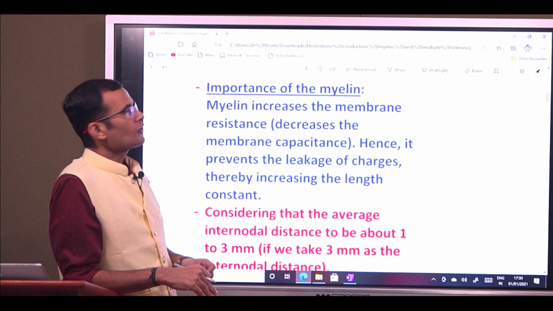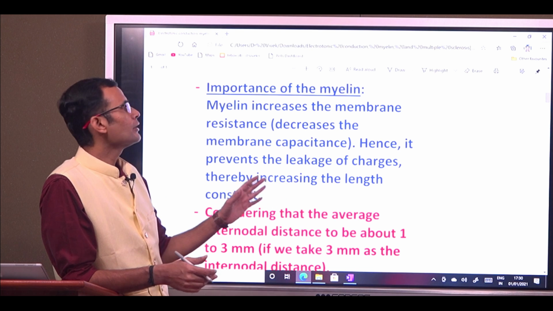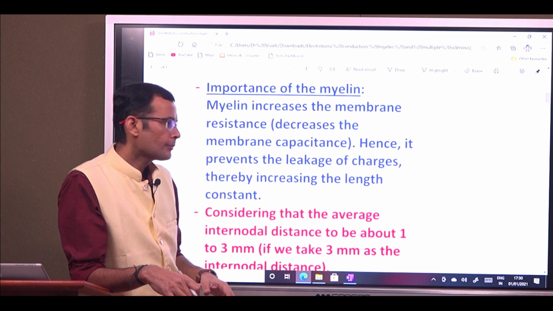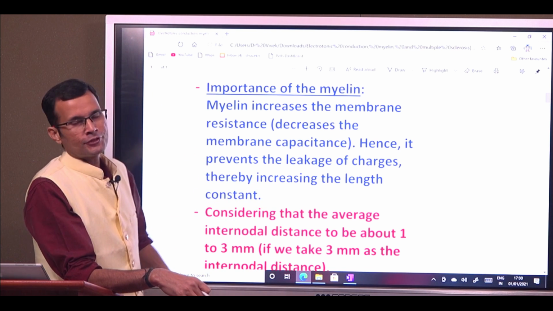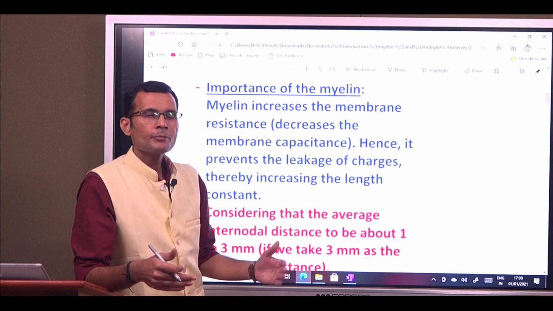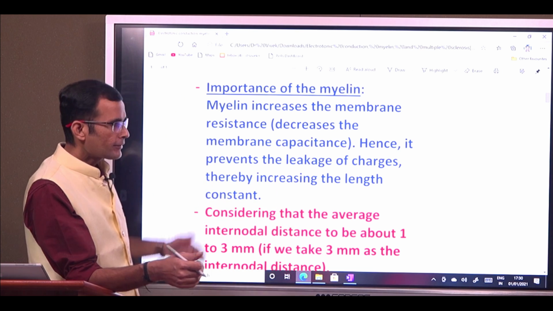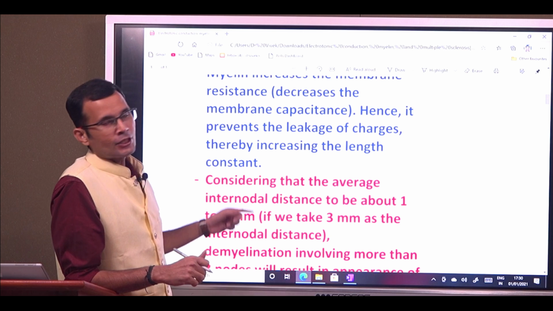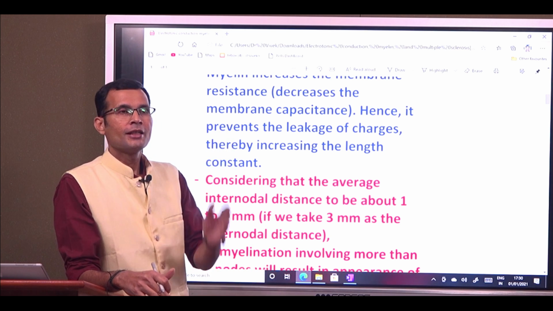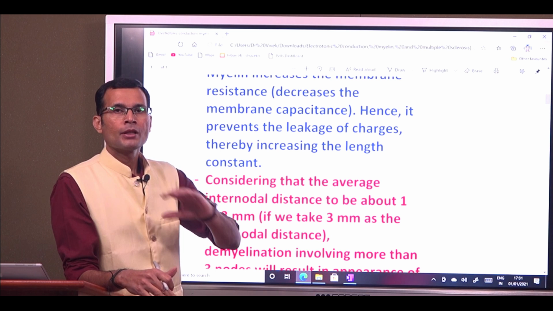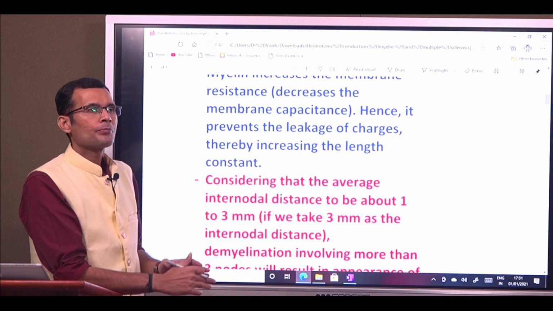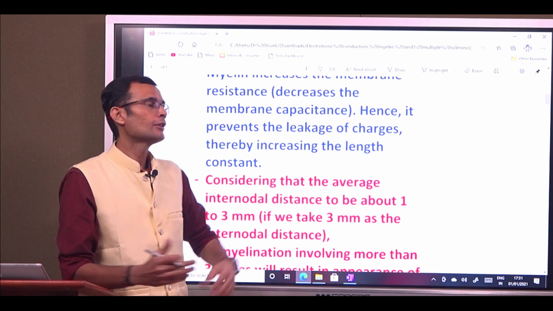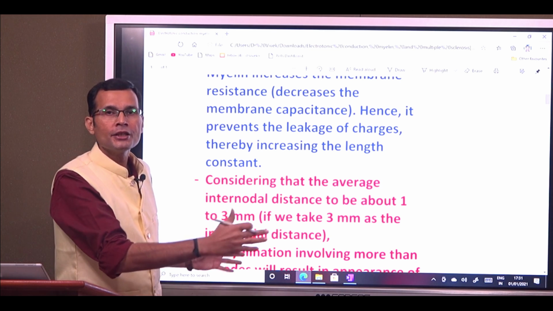We have also seen the importance of myelin. So this is just a quick revision. Myelin increases the membrane resistance, and that decreases the capacitance. Hence, it prevents the leakage of charges. You know, resistance of the membrane means it will prevent the leakage of charges. Capacitance means it allows the leakage of charges. So, thereby increasing the length constant. Yes, the myelin sheath increases the length constant. We have said that already, that due to the myelin, the charges will travel over a long distance with less leakage. So, the length constant will increase.